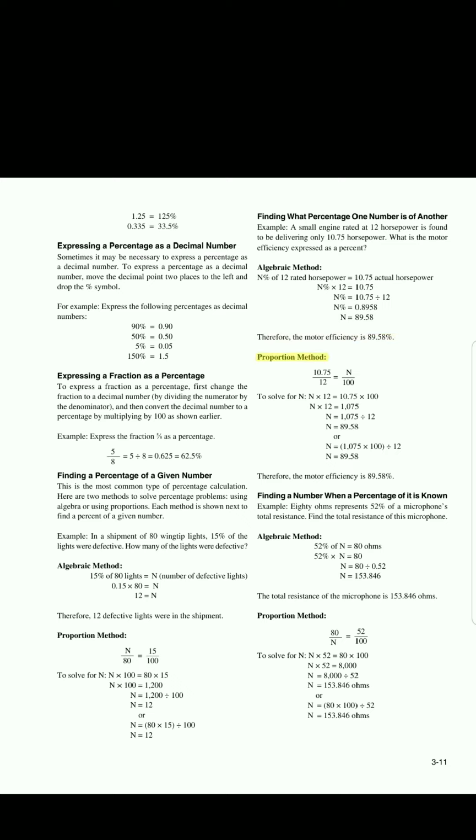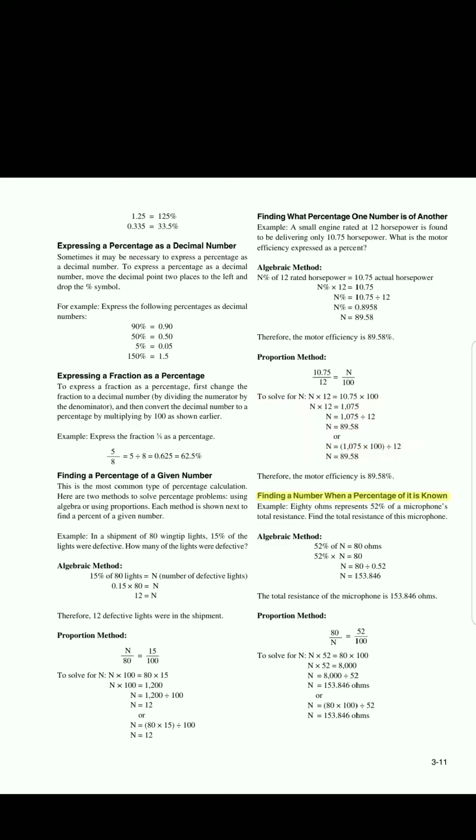Proportion method. 10.75/n equals 12/100. To solve for n, n times 12 equals 10.75 times 100. n times 12 equals 1,075. n equals 1,075 divided by 12. n equals 89.58, or n equals 1,075 times 100 divided by 12. n equals 89.58. Therefore, the motor efficiency is 89.58%.